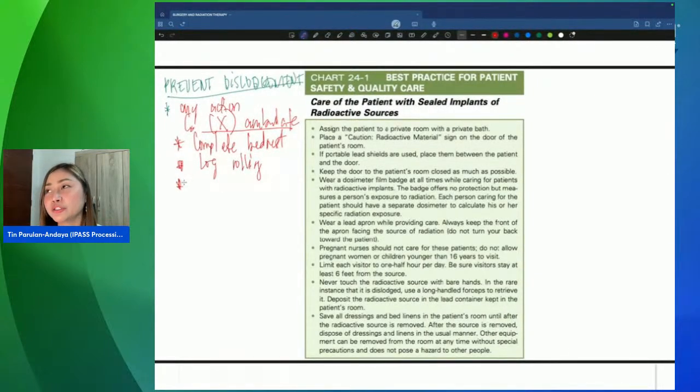You can also insert a catheter. Yes, catheterization, an indwelling Foley catheter, or offer a bedpan, something like that. What else?